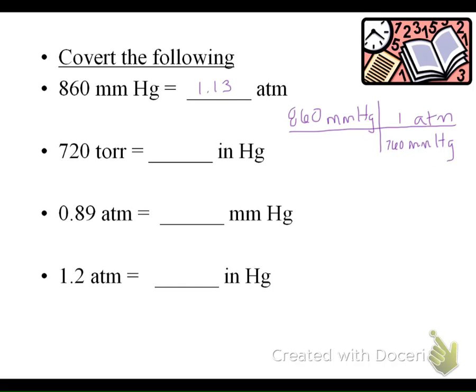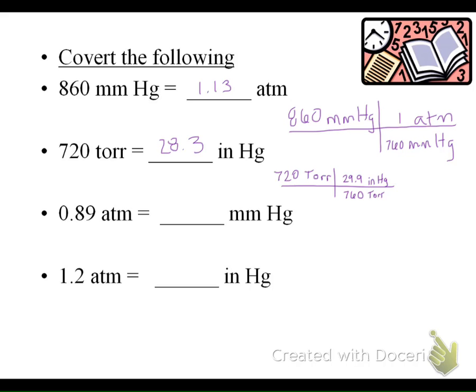So 720 torr. So we're going to start with 720 torr right here. We know that torr needs to go down there, and we ask ourselves, can I go from torr to inches of mercury? That's not "in mercury," that means inches of mercury. That's a unit of measurement. So inches of mercury is up there. From my conversion slide a couple of slides ago, I know that 760 torr is equal to 29.9 inches of mercury. I'm going to multiply across and then divide to get my answer at 28.3 inches of mercury.